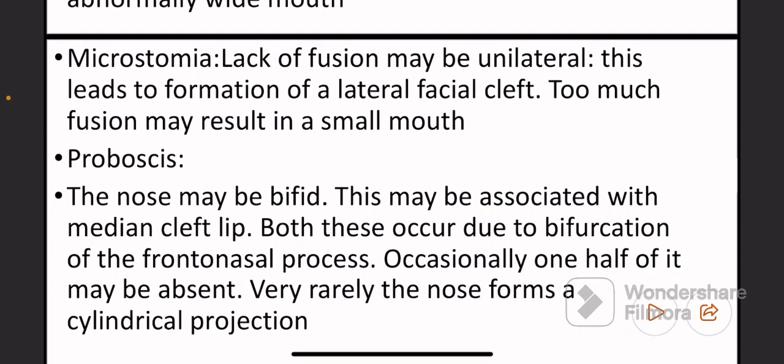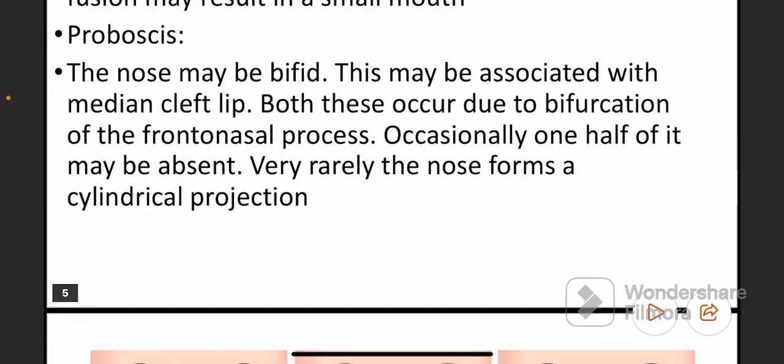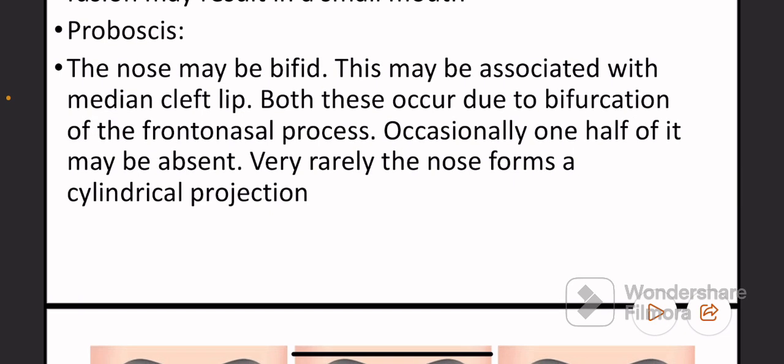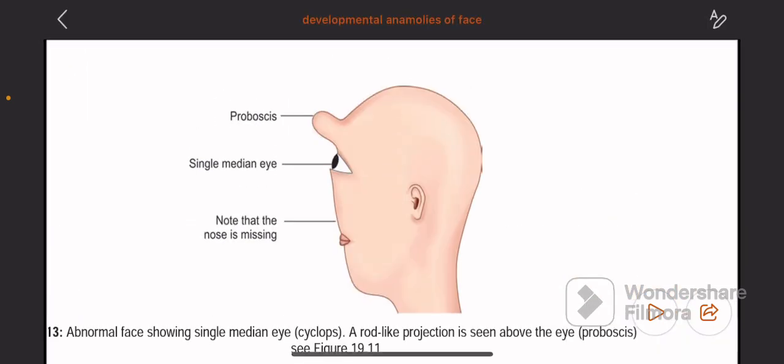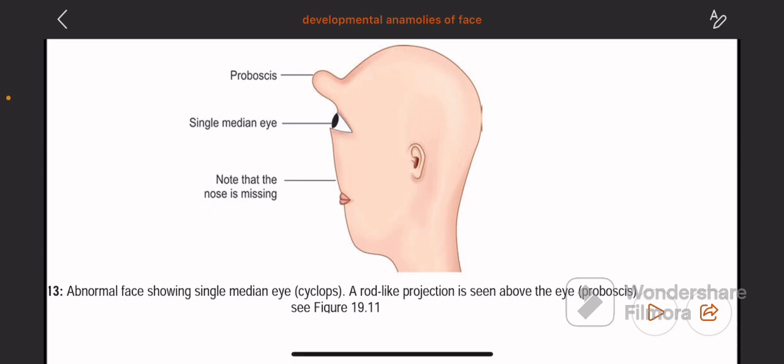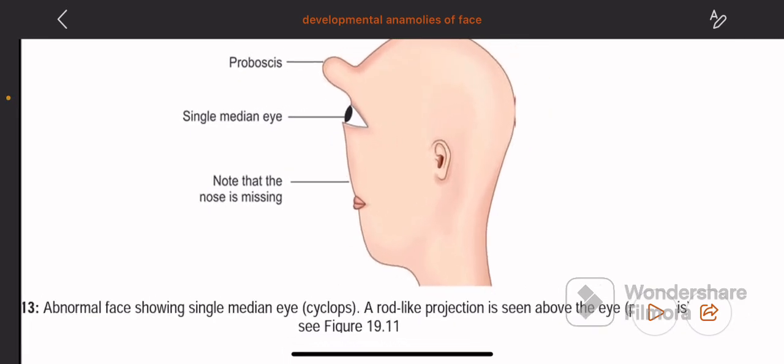In this condition, the nose may be bifid, which is associated with median cleft lip. Both these occur due to a bifurcation of the frontonasal process. Occasionally, one half of it may be absent. Very rarely, the nose forms a cylindrical projection. In the diagram, you can see a proboscis. This diagram shows a cylindrical projection known as proboscis and a single median eye. Here, the nose is absent. This is a congenital anomaly.